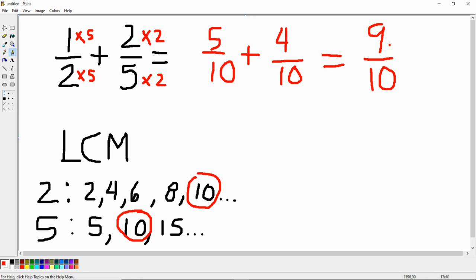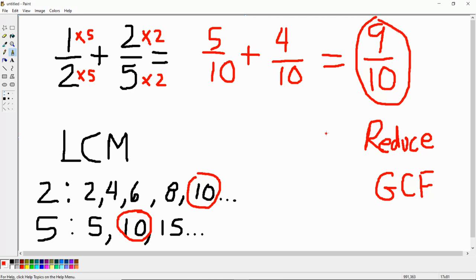The only thing is, when you get an answer, you have to ask yourself, can I reduce it? Well, remember, in this particular example, you can't. This is reduced. But if you could reduce it, then you would use the GCF, Geico caught frogs to ride, to reduce. But we'll make another video on that later. As of now, here is our answer, 9/10.